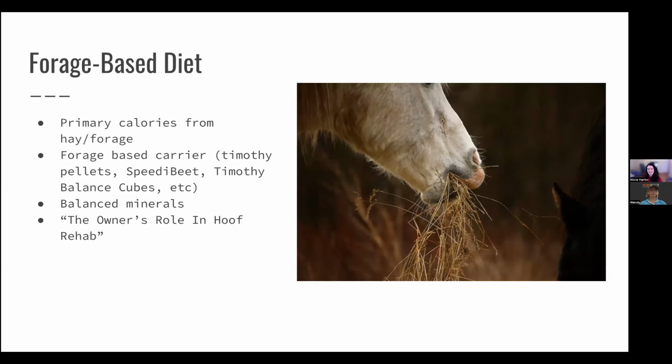So what is a diet that's good for a navicular case? I think it's a diet that's good for any horse. You know, this could be a whole webinar in itself. And actually, my first webinar I did with Wendy was called The Owner's Role in Hoof Rehabilitation. And we spent about 45 minutes on diet. So if you want a super in-depth discussion on diet, definitely go back and watch that. It's on Wendy's YouTube channel.